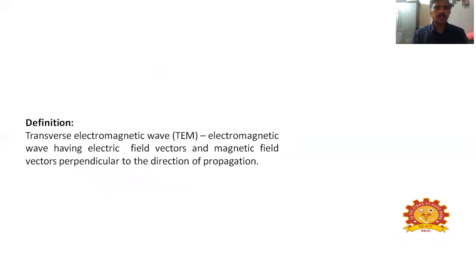Definition: transverse electromagnetic wave. A transverse electromagnetic wave is an electromagnetic wave having electric field vectors and magnetic field vectors perpendicular to the direction of propagation. Whenever we have electric and magnetic field vectors perpendicular to the direction of propagation, we can call that particular electromagnetic wave a transverse electromagnetic wave.